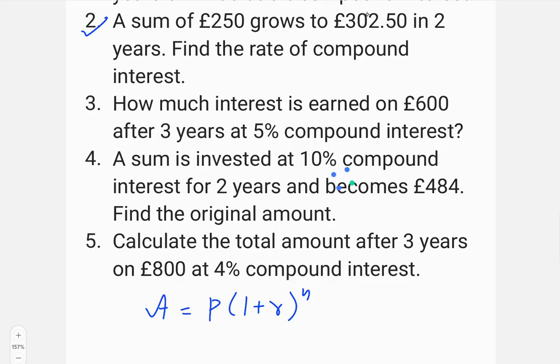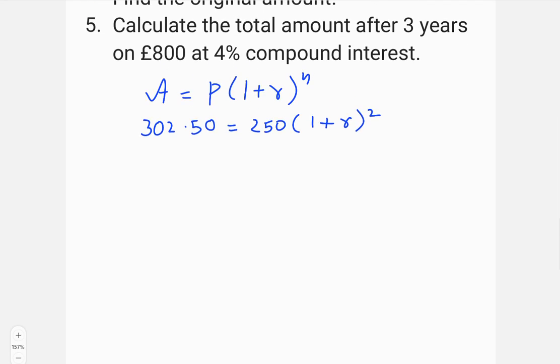So this is amount, representing it with A. This is the principal, so P. And 2 years means the time. Time is represented by small n in this formula. I'm just going to replace the values in here. 302.50 for amount, 250 for principal, 1 plus rate raised to the power 2. I'm not replacing r with anything, because we have to work out the rate. The rate is missing. Now, how are we going to work it out?